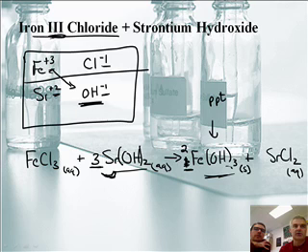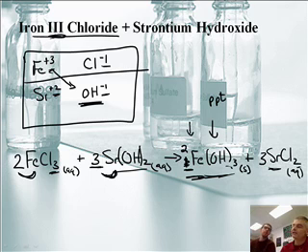Now that gives me 3 Srs, so to fix that, I'm going to put 3 in front here. And now that gives me 6 chlorides, 3 times 2 is 6. And over here I've got 2, I've got 3, so I'll put a 2 here for 6. That gives me 2 irons here, and over here I have 2. Bingo, done.